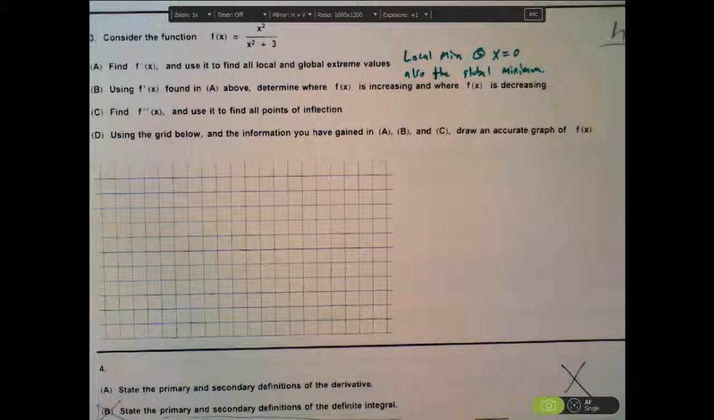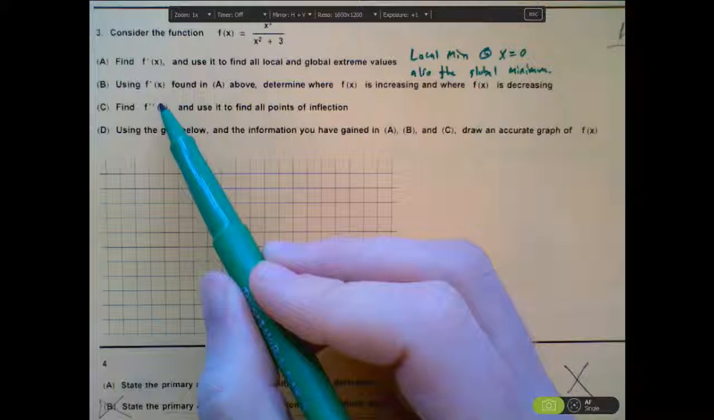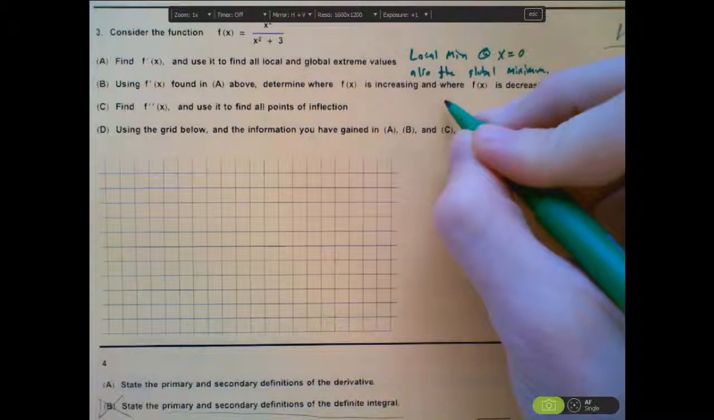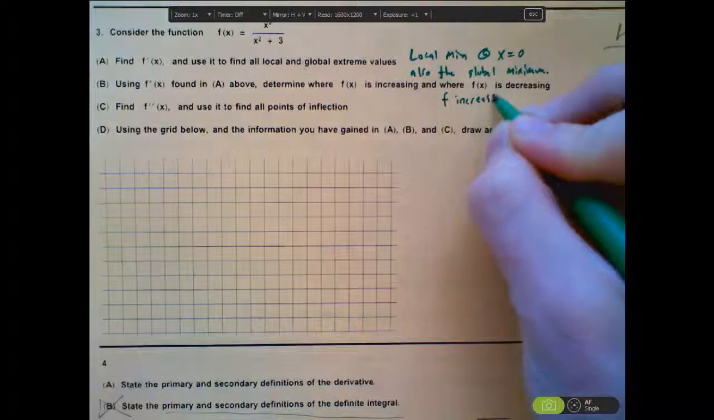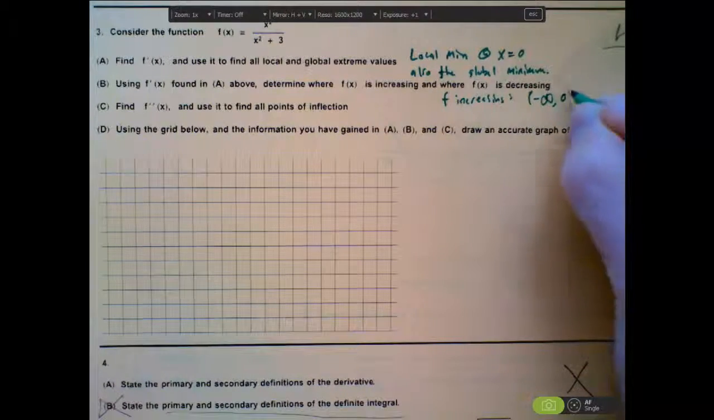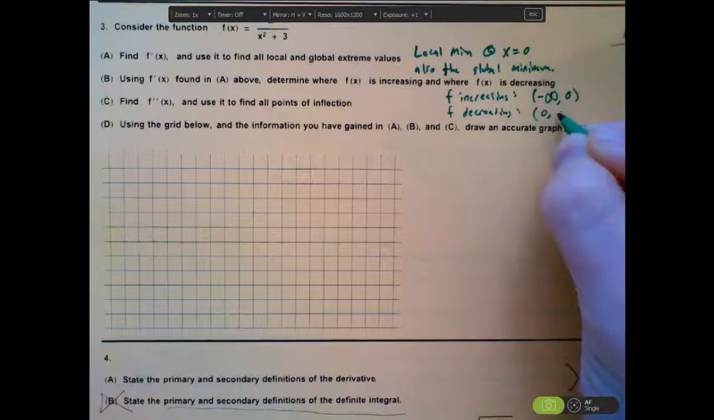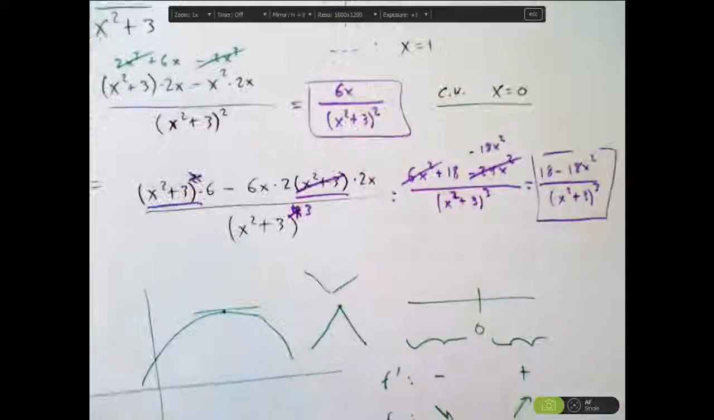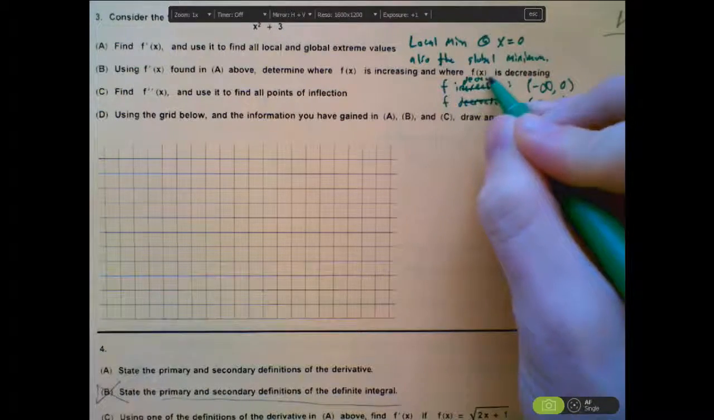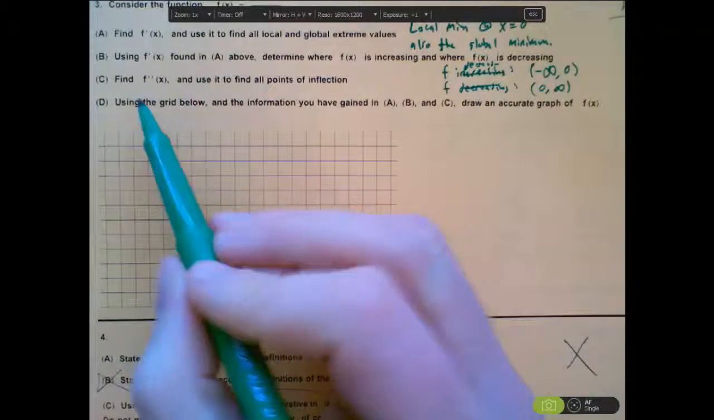All right, B. So let's look at where f is increasing and decreasing. All right, great, we've already done that. F is increasing on the interval from negative infinity to 0, and f is decreasing on the interval from 0 to infinity. Was that right? Oops, sorry, I got that backwards. Okay, well, it's too small to write, but decreasing and increasing. Cool, so only one more left.